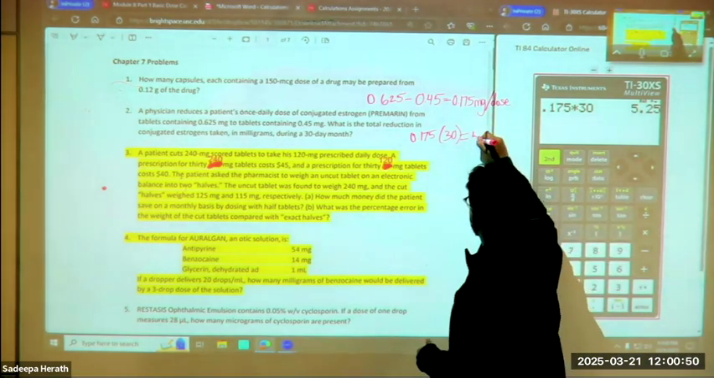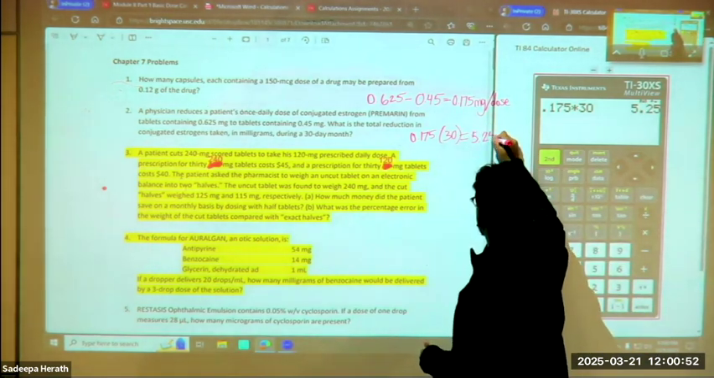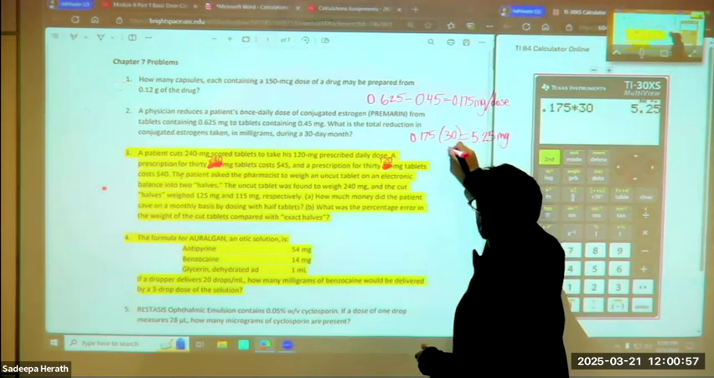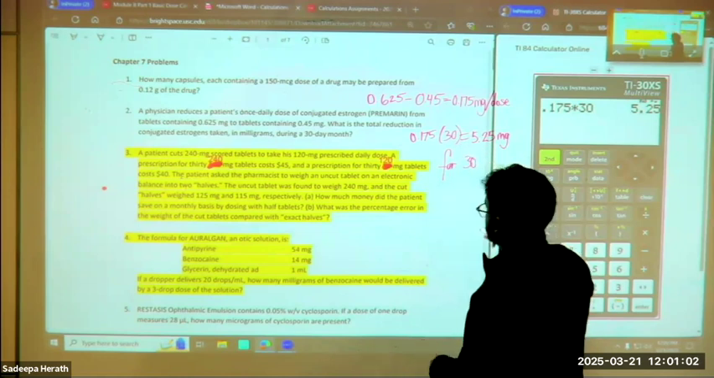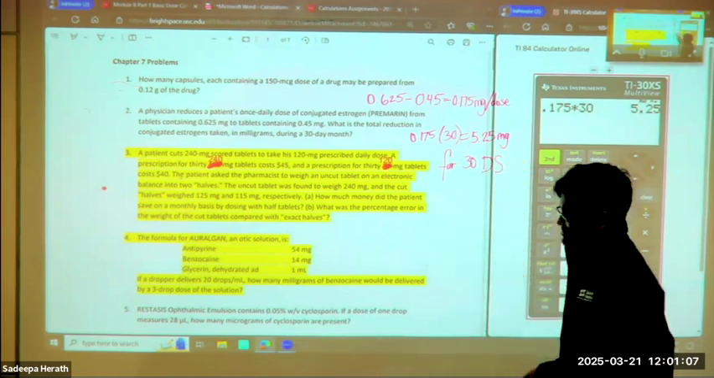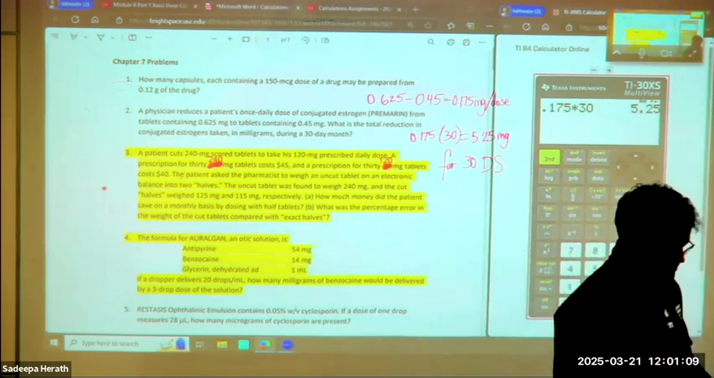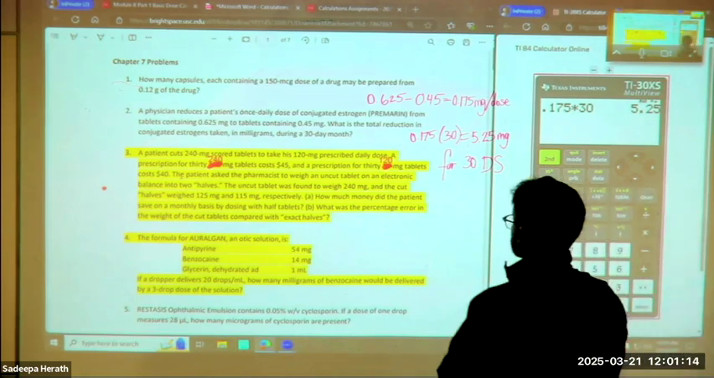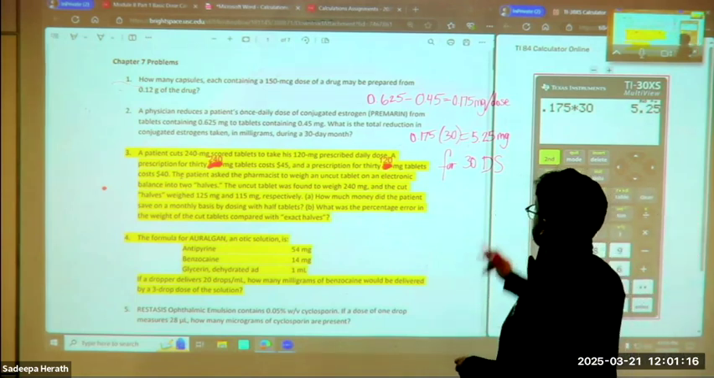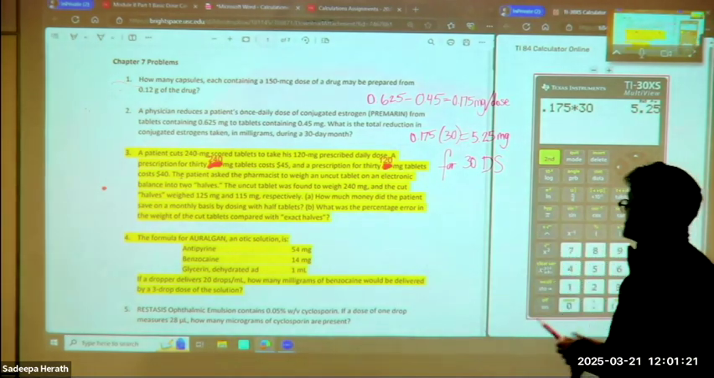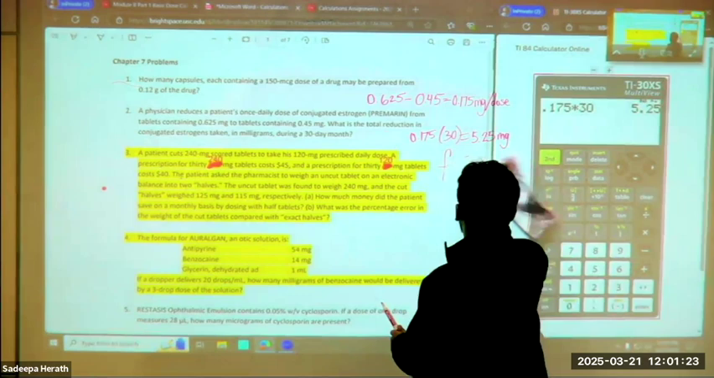5.25 milligrams for a 30-day supply. At pharmacies, you might see DS for day supply. You learned something else besides math today. So that's the answer for number 2, 5.25 milligrams. Is that correct? Yes, it is. Okay.